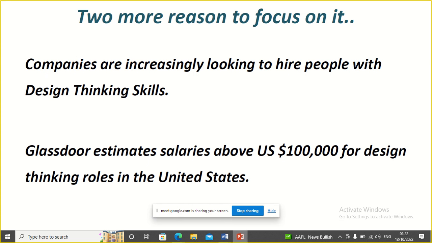According to the estimation of the Glassdoor website, salaries are above 1 lakh US dollars for design thinking roles in the United States. Just think about it: in a year, if you are earning more than 1 lakh dollars as a design thinking professional, think about the opportunity you will get. From this you can understand what roles and opportunities you can get if you have knowledge and technical exposure to design thinking.